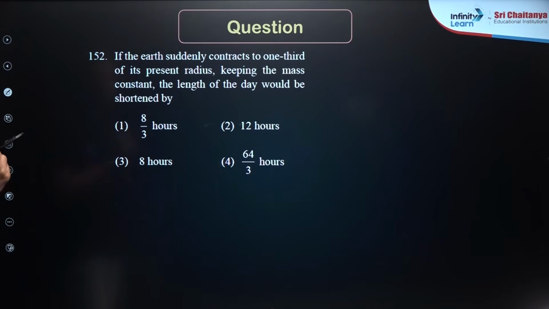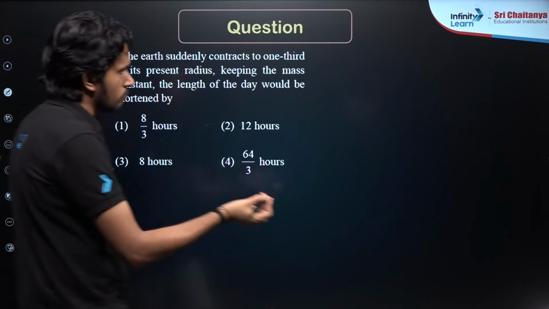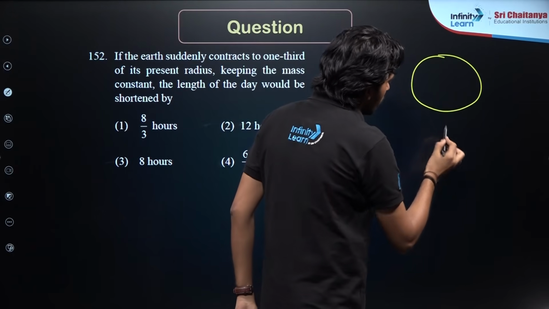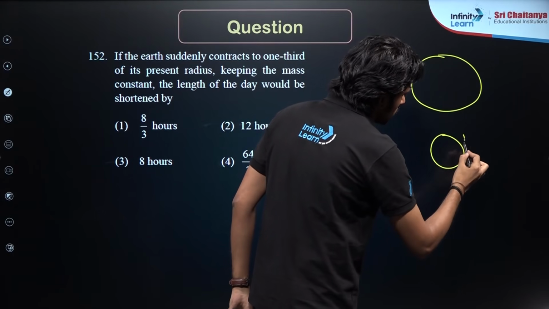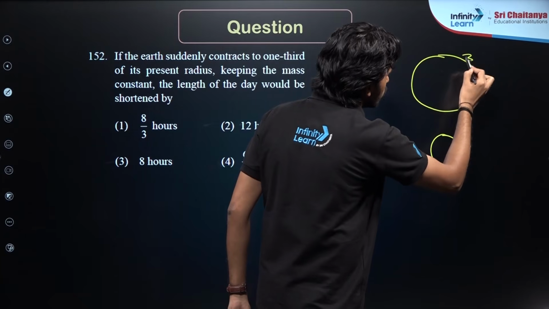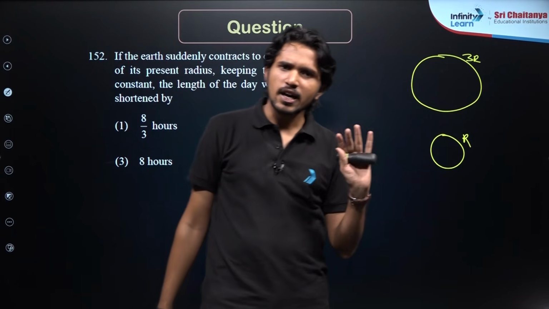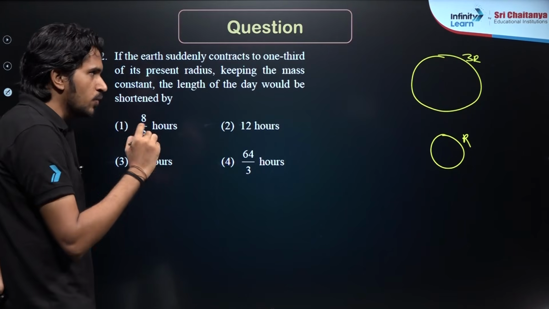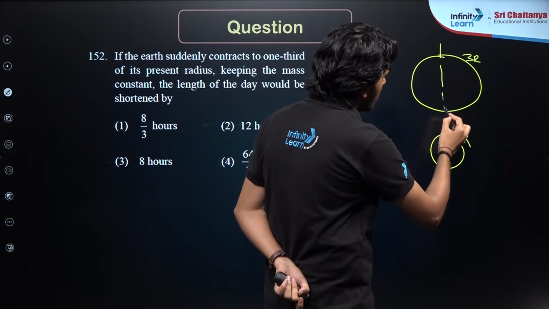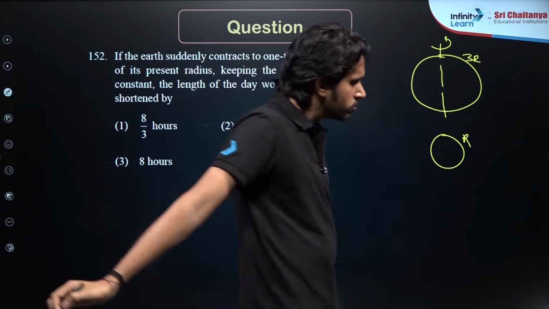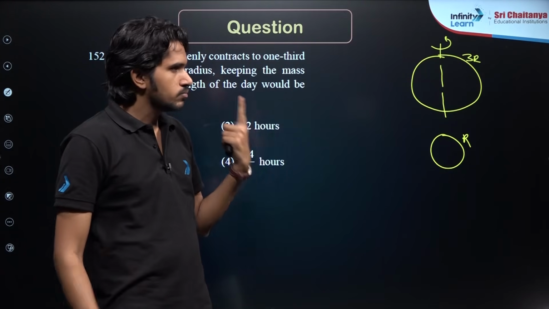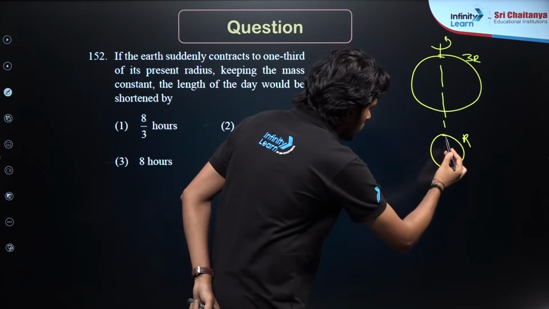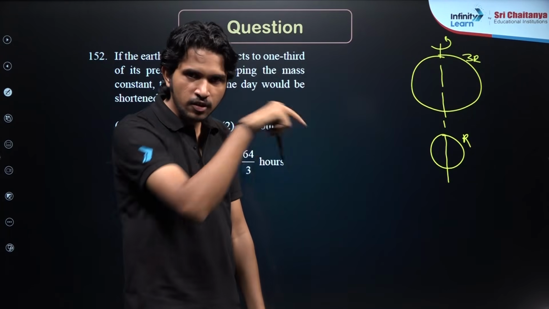Then we have, if the earth suddenly contracts to 1/3 of its present radius, what happens? Let's see. If radius becomes 1/3, let's say initial radius was 3r, now radius became r only, keeping the mass constant. Mass is still constant, the length of the day would be shortened. Then what we can do? Basically we can apply one thing, that it is rotating around its own axis.